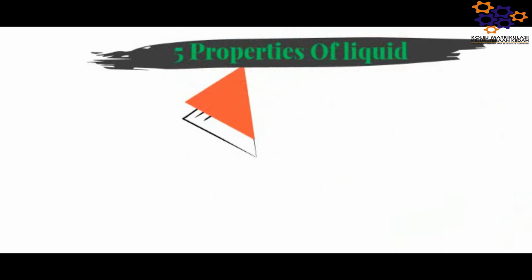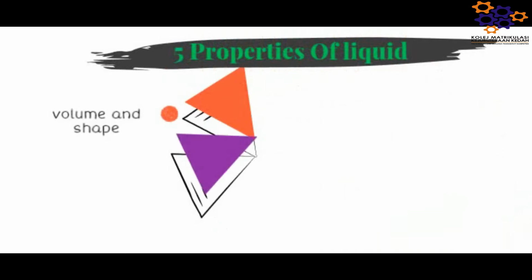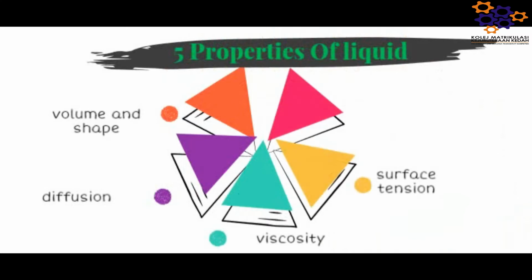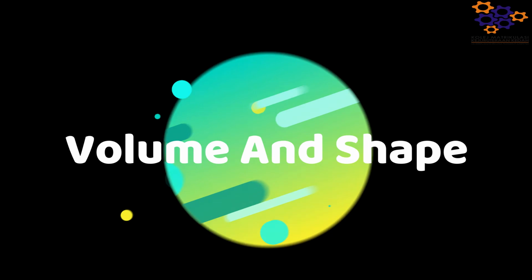There are 5 properties of liquid: volume and shape, diffusion, viscosity, surface tension, and compressibility.